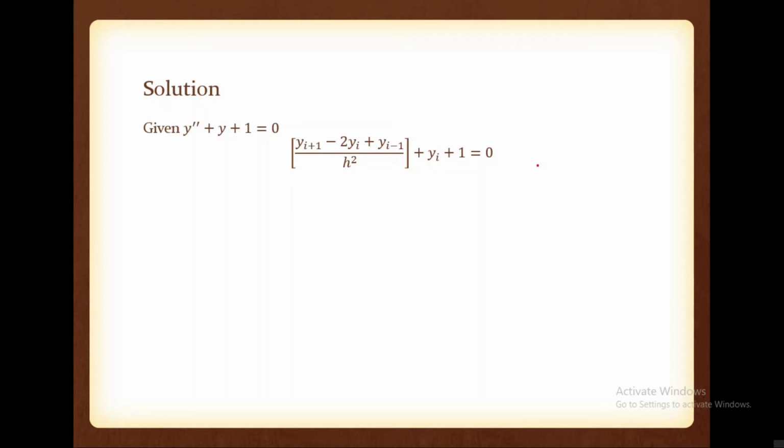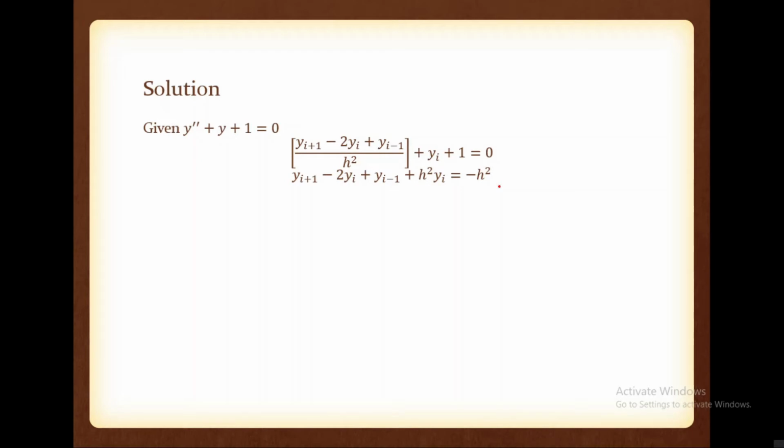Now what we have to do? We have to remove the denominator. In order to remove the denominator, take the LCM. Here the LCM is h square itself, so multiply the entire equation by h square. Multiplying the entire equation by h square, we have y_{i+1} - 2y_i + y_{i-1} + h square y_i equal to, move this 1 to the right hand side, so equal to minus h square.